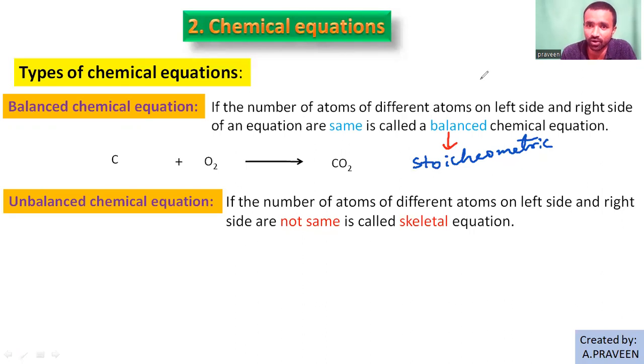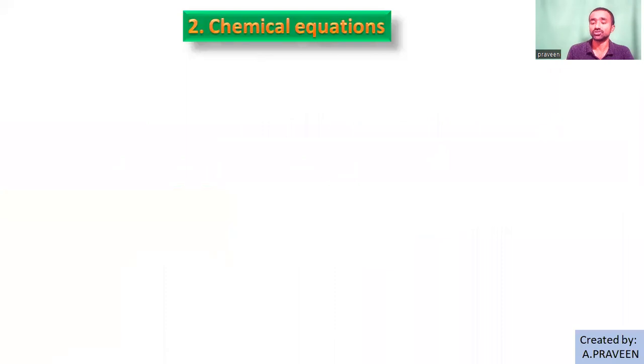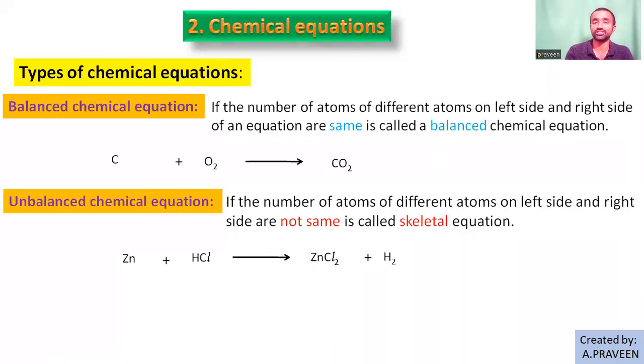The equation you write directly is called the primary equation. That primary equation may sometimes be a balanced equation or an unbalanced equation. For example, here are two examples on the screen. C plus O2 gives CO2, a primary equation. Zn plus HCl gives ZnCl2 and H2, also a primary equation. In the first example, the count of individual atoms is the same on the left and right side. In the second, the left and right sides are different. So that is called an unbalanced chemical equation.